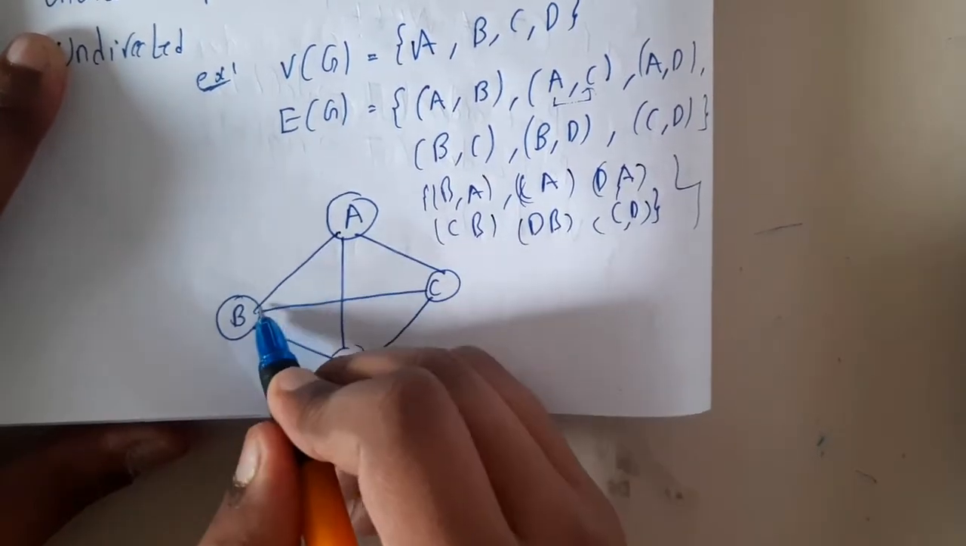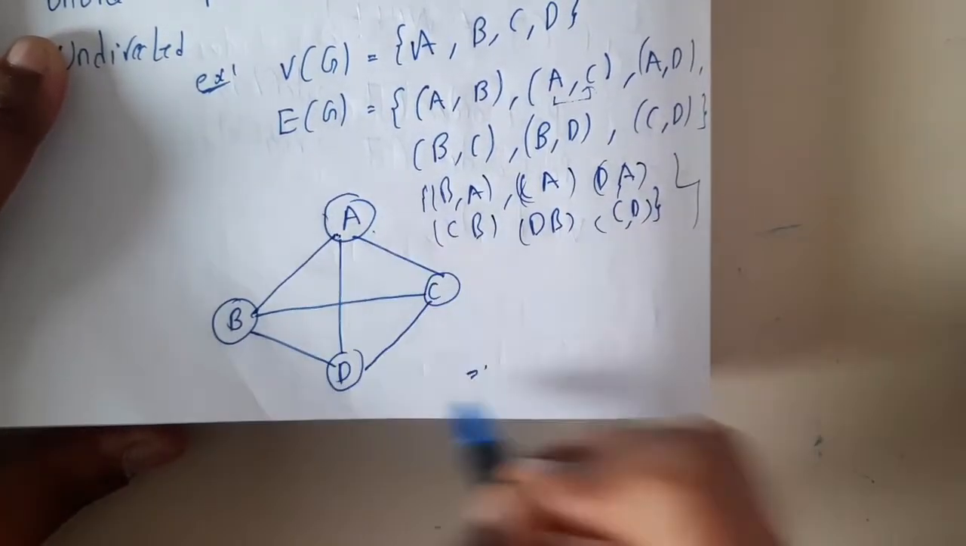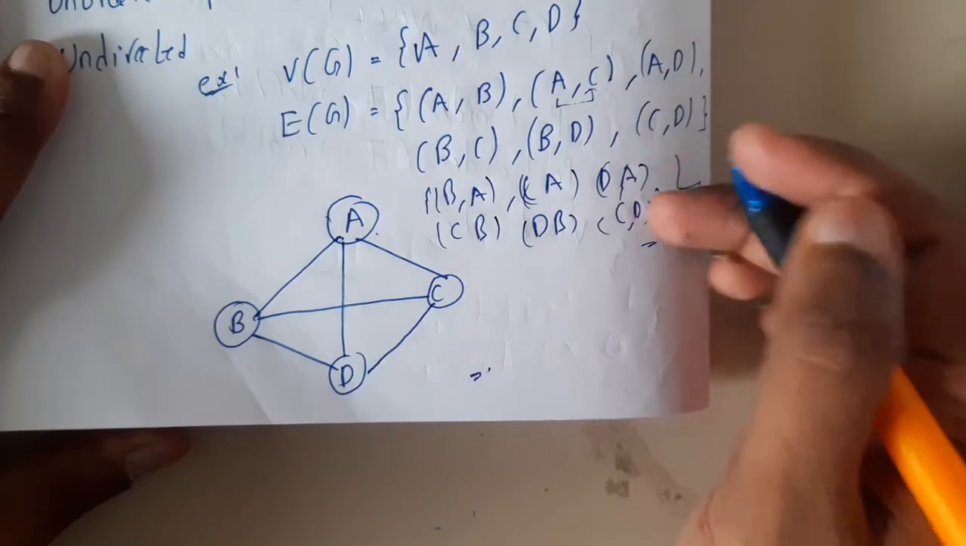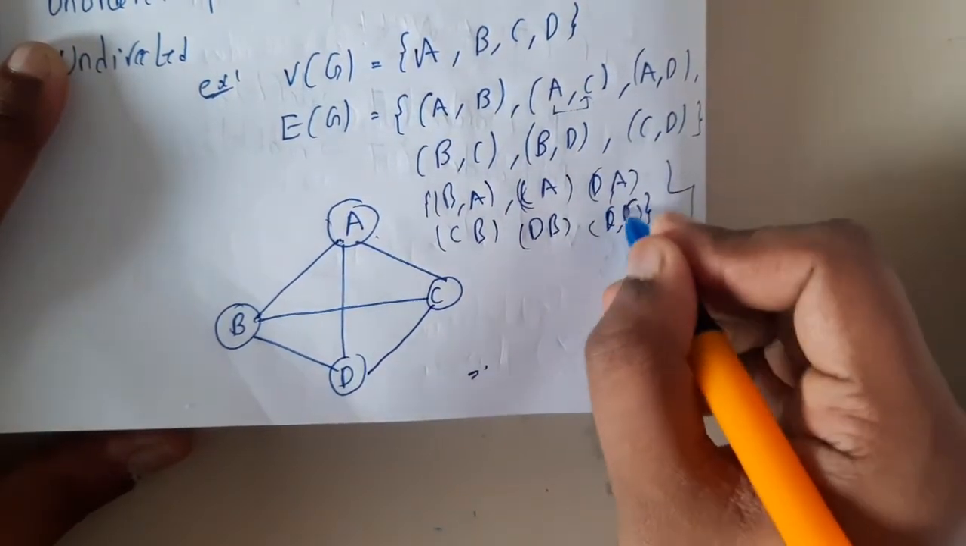If A to B is there, then B to A is also there, A to C, C to B, like that. That is the reason why I have written the mirrors of these edges. So that is nothing but an undirected graph.